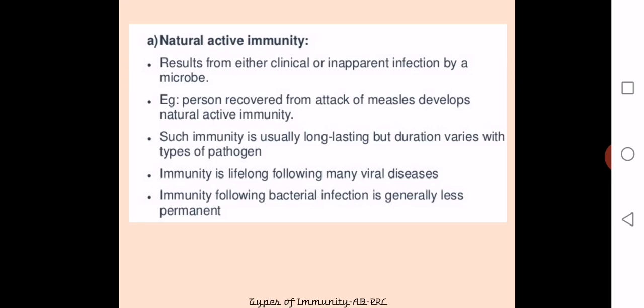right? In short, natural active immunity is nothing but you have an infection and you suffer from the disease, and after that the immune system counterattacks and the body recovers, and the immune system maintains the memory so that you do not suffer a second time from the same infection. You will not be attacked.